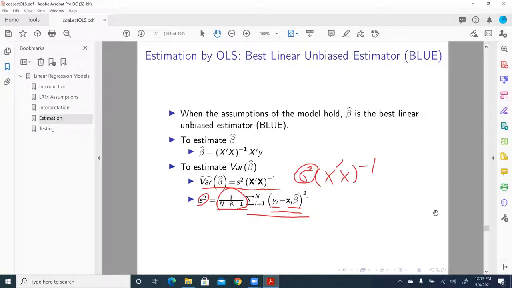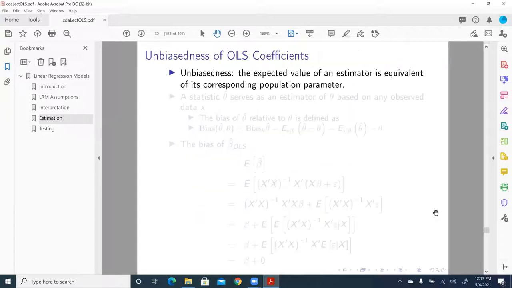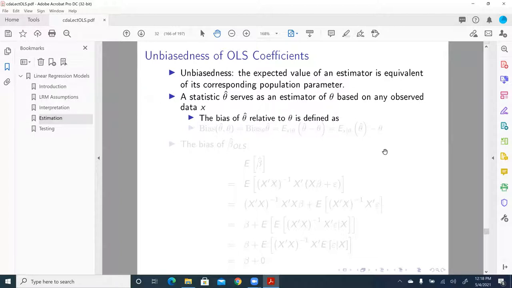That covers BLUE, and next I want to quickly talk about unbiasedness and its proof. So what is unbiasedness? As was presented in the previous slide, unbiasedness refers to the fact that the expected value of an estimator is equivalent to its corresponding population parameter. So this is a conceptual definition, and let's get into a bit of detail. So let's say a statistic, theta hat.